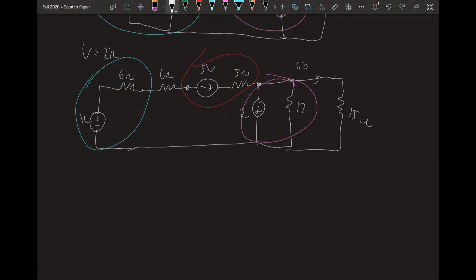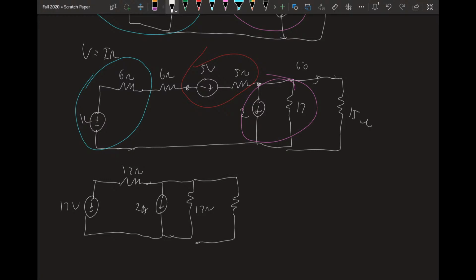Voltage sources in series combine, current sources in parallel combine. So these voltage sources in series, we can combine them into one. 12 plus 5, 17 volts. These resistors combine to make 17 ohms. They are in series. And we still have that 2 amp current source, that 17 ohm resistor. Oh, that's more like a 12. And we still have I naught and this 15 ohm resistor over here. Right.